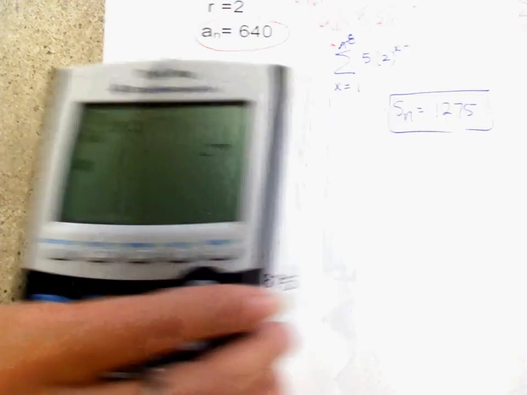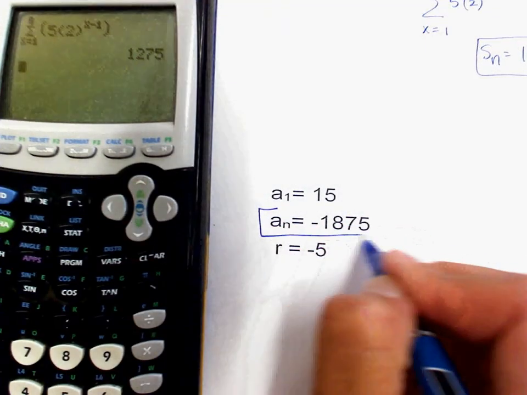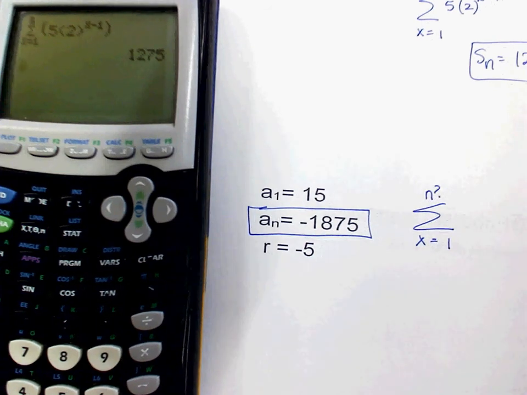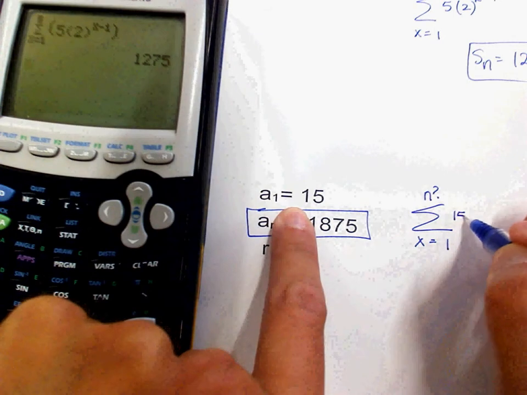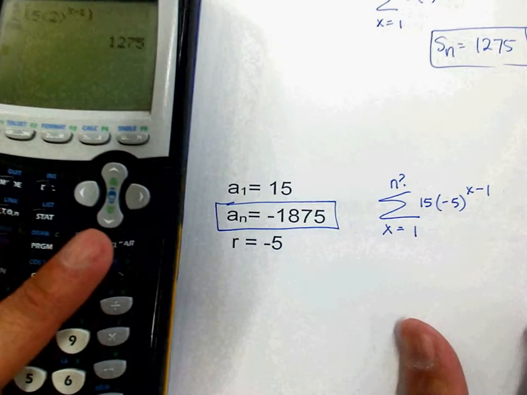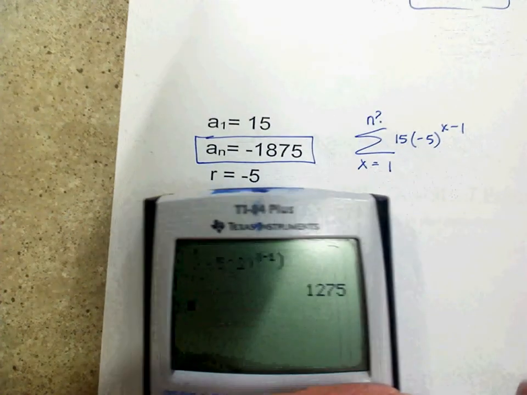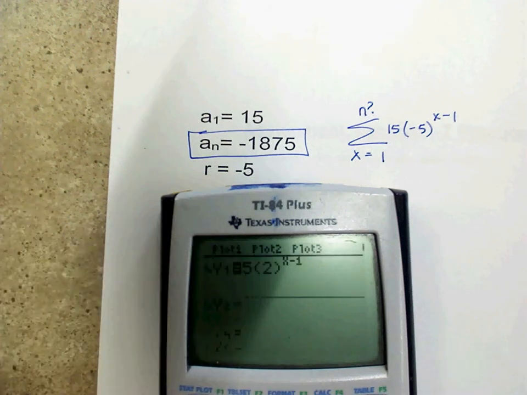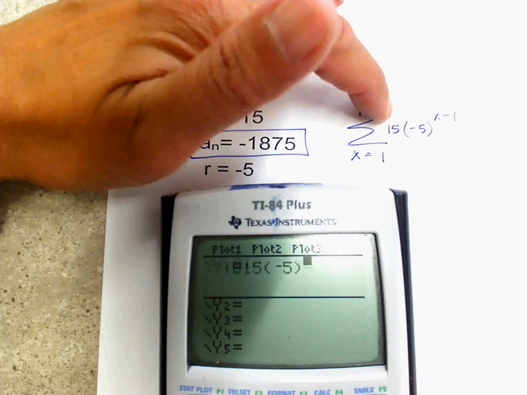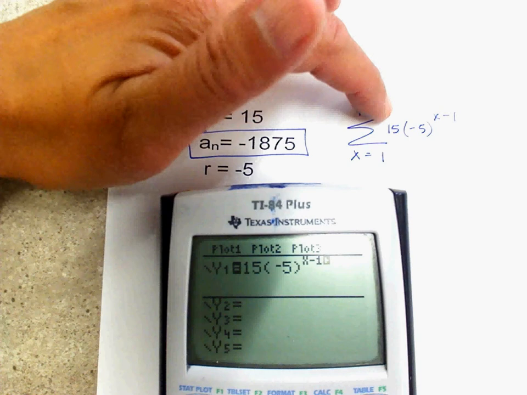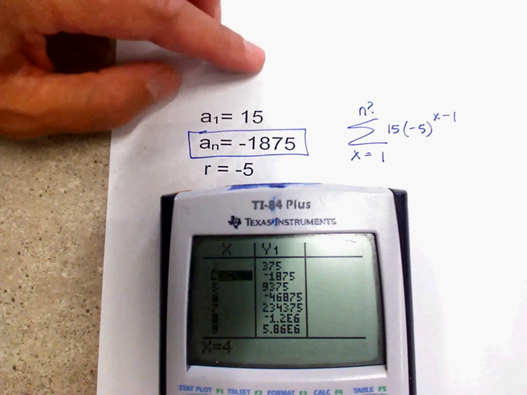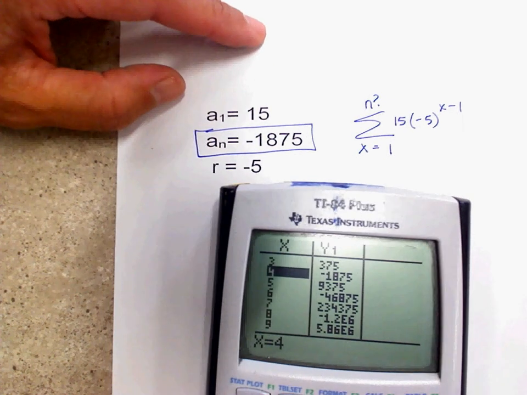We're going to look for this one. Let's try it. Sigma x equals 1. You have no idea what that n is. Your explicit is 15 times negative 5 x minus 1. And if you need to draw that extra parentheses, please do. Okay? Here we go. Y equal, let's clear. 15 parentheses, negative 5 parentheses, raised to the x minus 1. Not negative, but minus. Second table, I'm looking for this number. Do you guys see that number? What's your n? 4. So I'm going to replace this n with a 4.